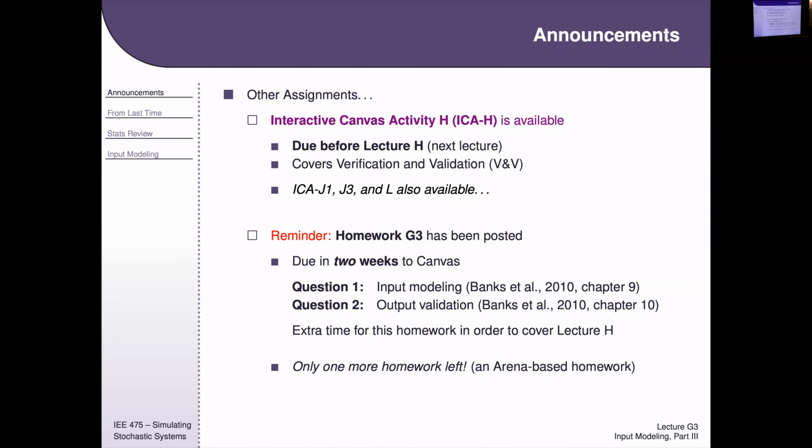Okay, other assignments. ICA H is coming out, and then there's a couple other ICAs. So there's only 3 more ICAs before the final review ICA. Homework G3 has been posted, just 2 questions.